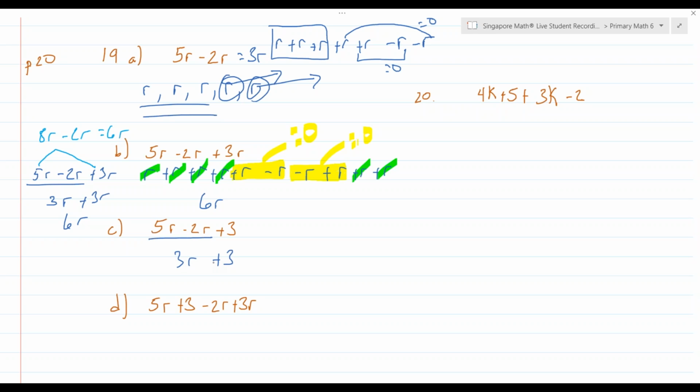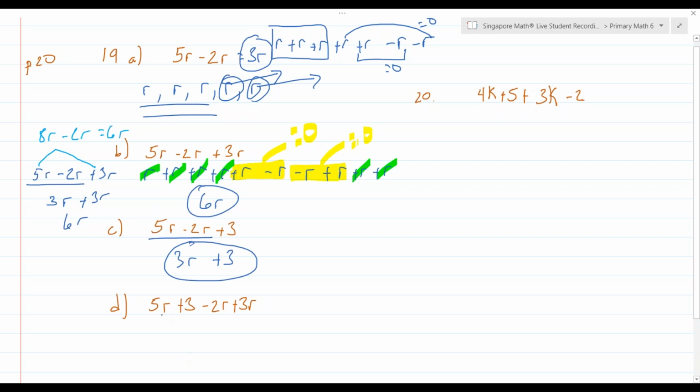Again, there's a picture in the book to help you think about that. You're just adding 3 extras. Not 3 r's, just 3 extras. So sometimes you can't just write it down with a single answer. 19A was 3r, 19B was 6r, but 19C, you have to call it 3r plus 3. You can't make it any shorter than that.